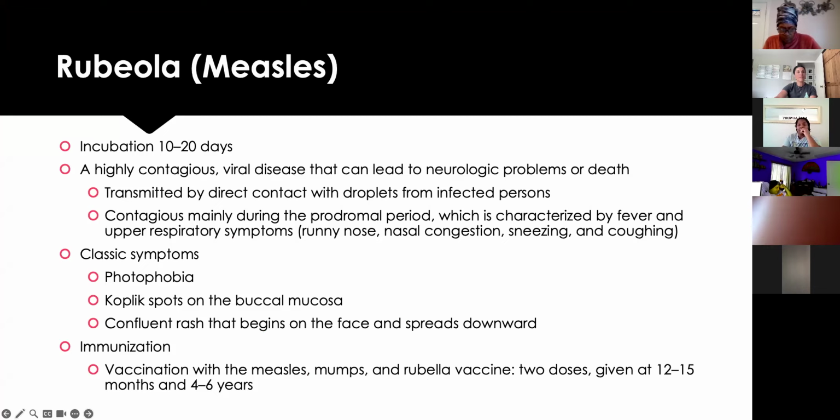So these patients have photophobia, which means they are light sensitive. They also have Koplik spots inside of their mouth, so little white spots. And they end up with a rash that begins on the face and then spreads downwards. Measles is easily preventable with our MMR vaccine, which gives us measles, mumps, and rubella protection. And we give this in 2 doses, one just about 1 year of age and one right before they hit kindergarten, so 4 to 6 years of age.